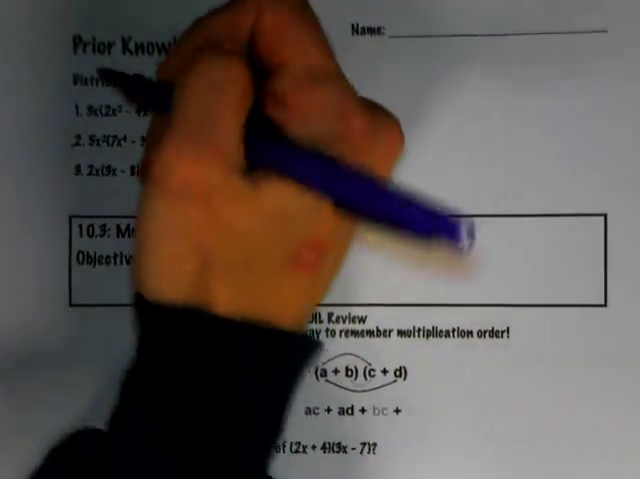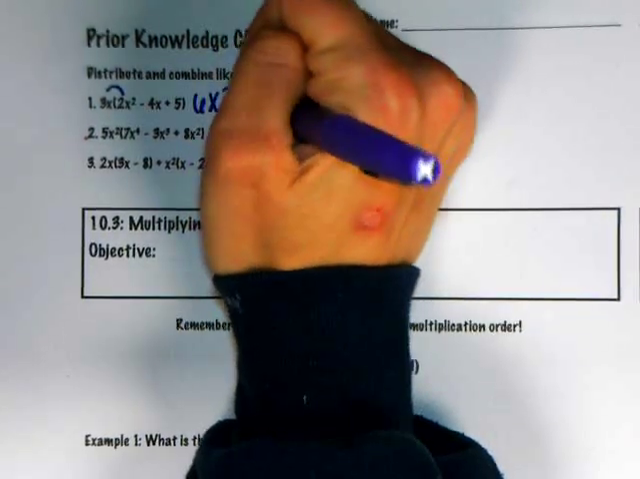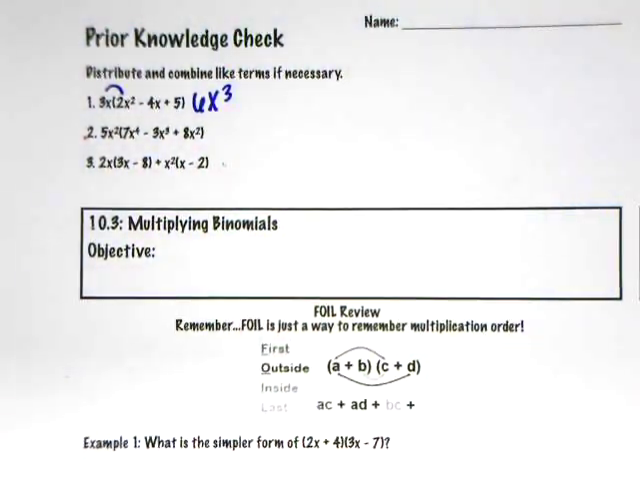First one, you're distributing the 3x. What's 3x times 2x squared? Yep, 6x to the third. Wait, I thought you added. You add the exponents. Yeah.